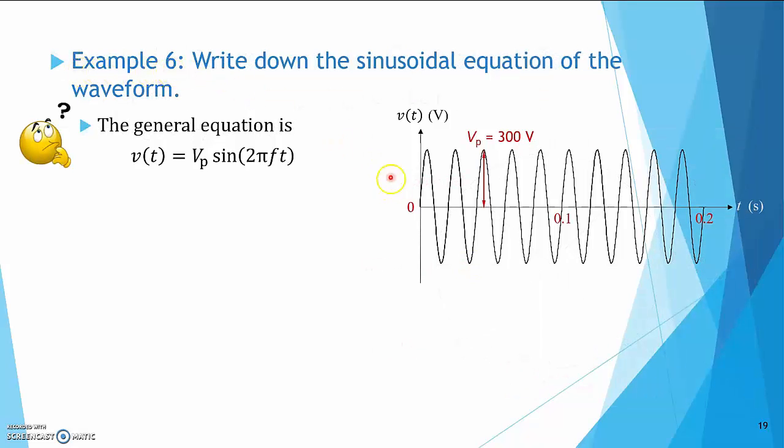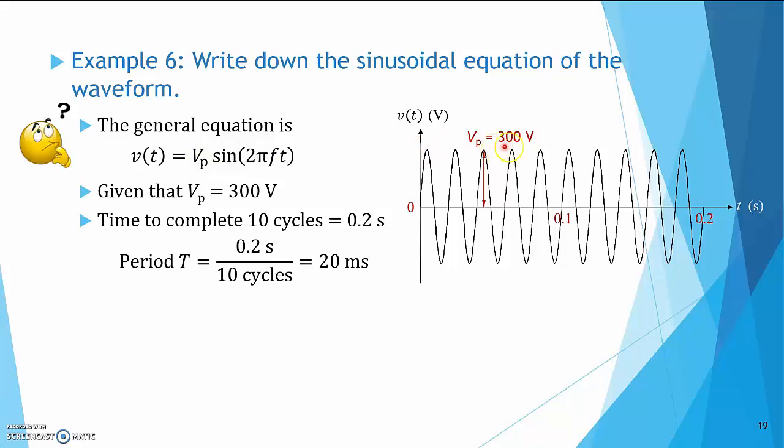Example 6. Write down the sinusoidal equation for this waveform. The general equation of a sine wave is this. The peak value is given in the question, 300 volts. Frequency is not directly given. Usually we calculate it from the period. But the period is also not clearly indicated.